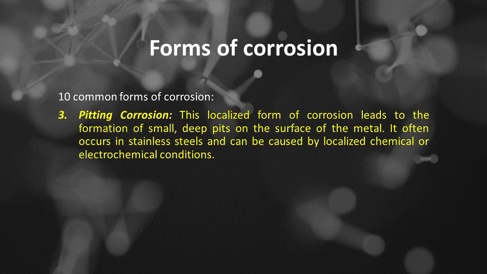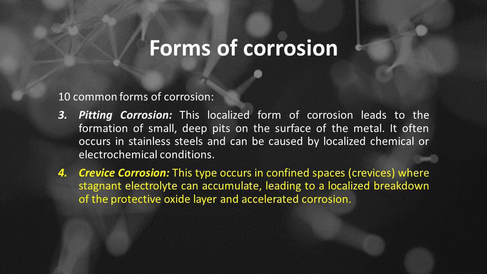Number 3 is called pitting corrosion. This localized form of corrosion leads to the formation of small, deep pits on the surface of the metal. It often occurs in stainless steels and can be caused by localized chemical or electrochemical conditions. Number 4 is called crevice corrosion. This type occurs in confined spaces, crevices, where stagnant electrolyte can accumulate, leading to a localized breakdown of the protective oxide layer and accelerated corrosion.